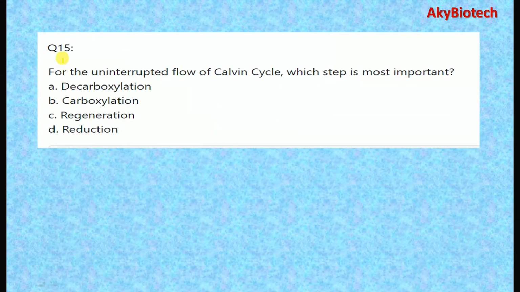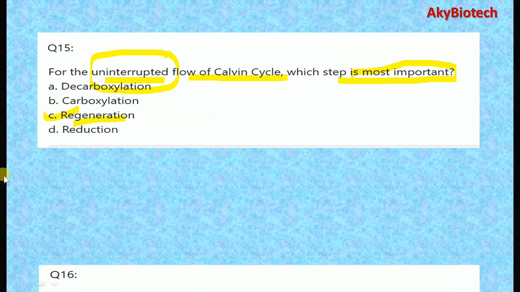Next, for the uninterrupted flow of Calvin cycle, which step is most important? If we want the Calvin cycle to operate without any interruption, the most important step is, we have these options, and the correct option is this one, that is the regeneration.